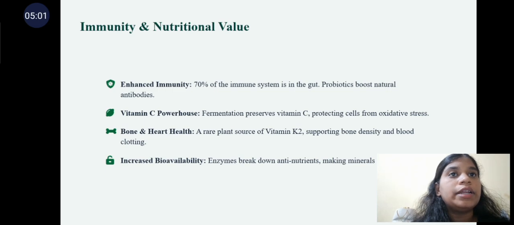Sauerkraut also contains vitamin K2, which is important for healthy bones and normal blood clotting. In addition, fermentation improves the bioavailability of nutrients by reducing anti-nutrient factors.